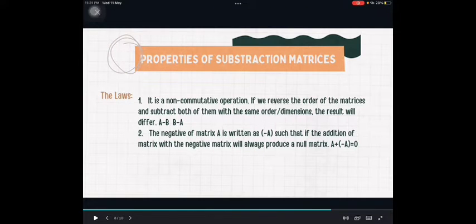So next is the properties of subtraction matrices. For the first law, it is a non-commutative operation. If we reverse the order of the matrix and subtract both of them with the same order dimension, the result will differ, A minus B, B minus A. Second, the negative of matrix is written as negative A, such that the addition of matrix with the negative matrix will always produce a null matrix. A plus bracket negative A equals 0.